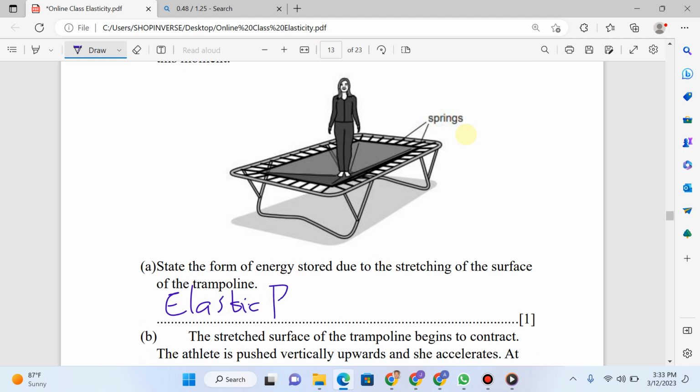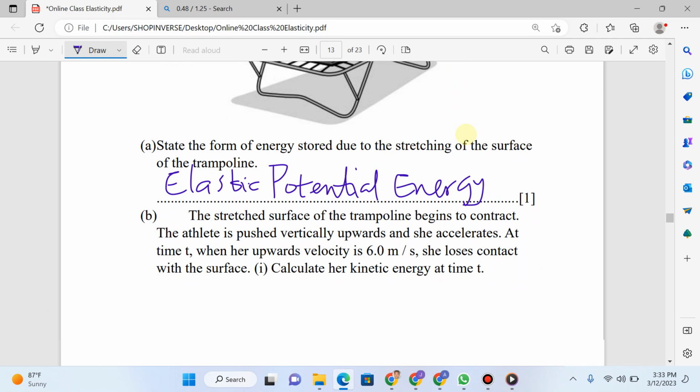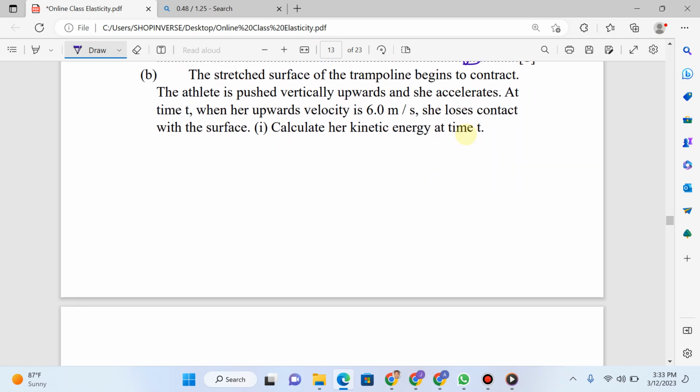It is called elastic potential energy. That is the energy possessed by every elastic material. This elastic potential energy can then be converted to other forms of energy like kinetic energy, gravitational potential energy, and so on. B. The stretched surface of the trampoline begins to contract. The athlete is pushed vertically upwards and she accelerates. At time t, when her upward velocity is 6.0 meters per second, she loses contact with the surface. Calculate her kinetic energy at time t.